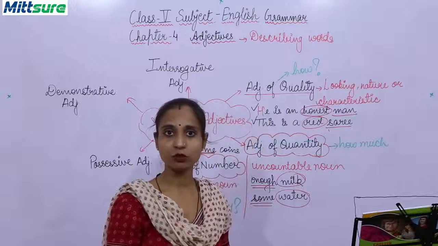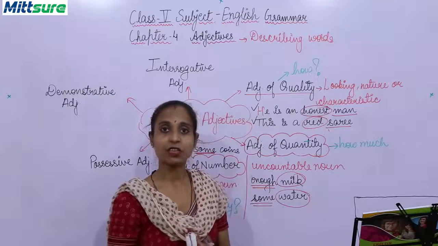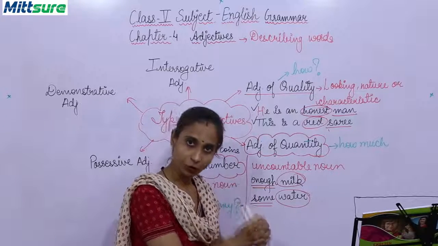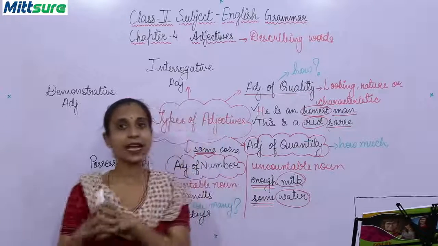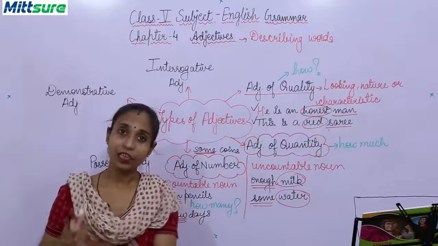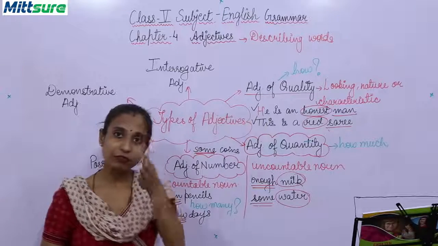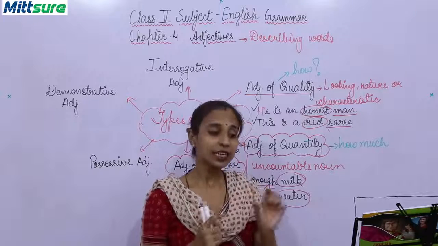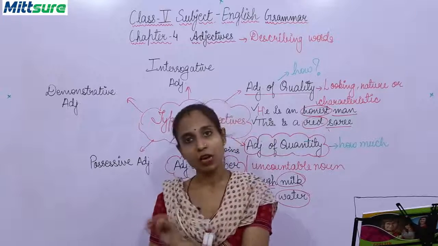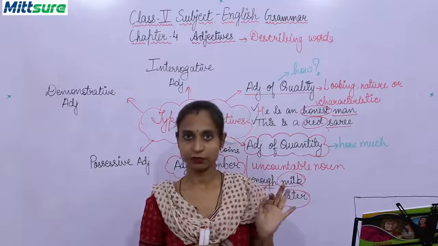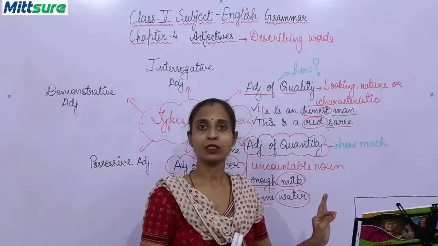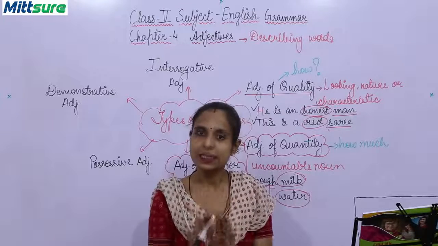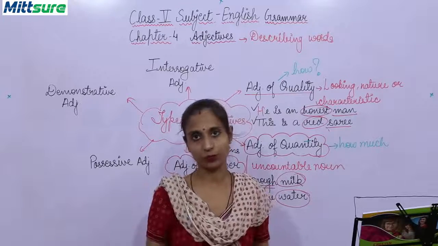There are few adjectives which sometimes act as an adjective of quantity, sometimes they act as an adjective of number. The only difference we can make between both of them is by seeing which noun they are describing. Is it countable or is it uncountable? I hope this is clear to you all.